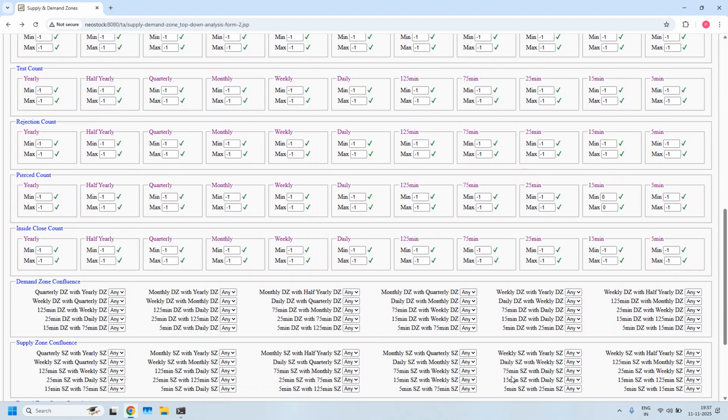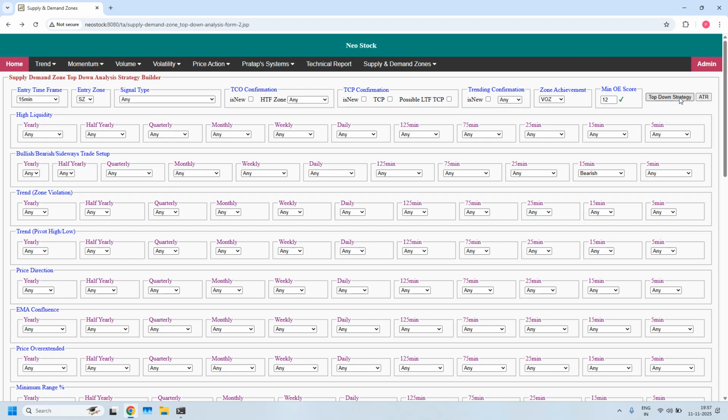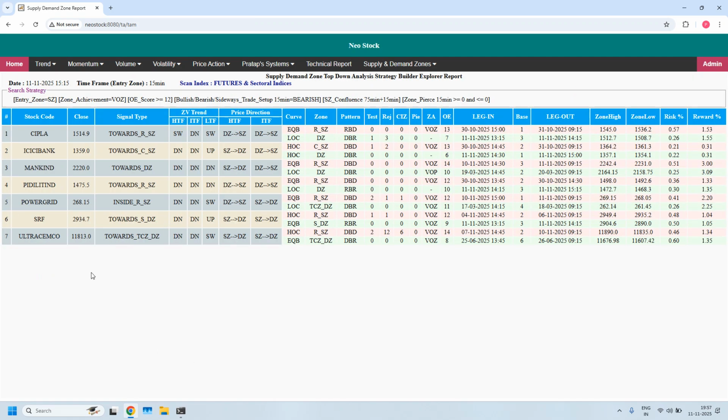First strategy, first step, 15 minute supply zone with 75 minute supply zone confluence. I enabled the filter. We got all the 7 stocks. All 15 minute supply zones overlapped with 75 minute supply zone. And 75 minutes trend, ITF trend, is downtrend.